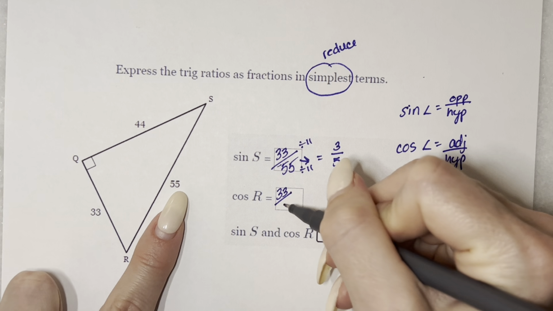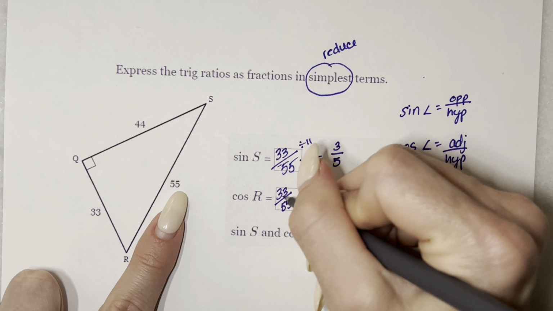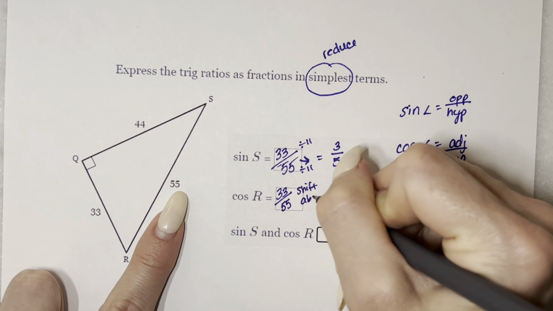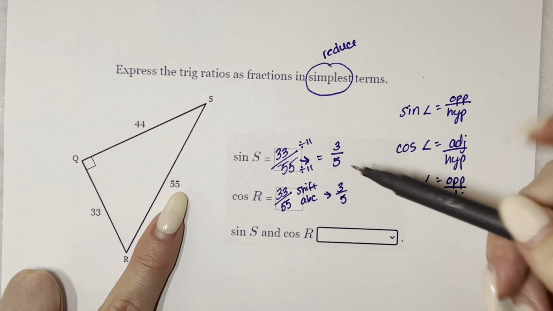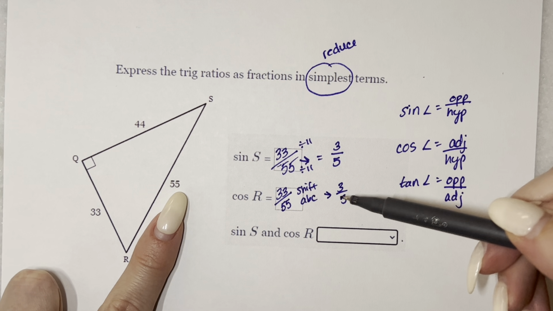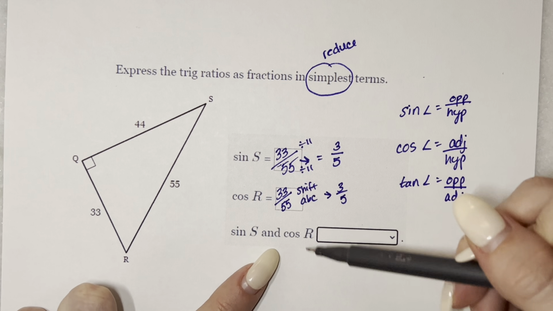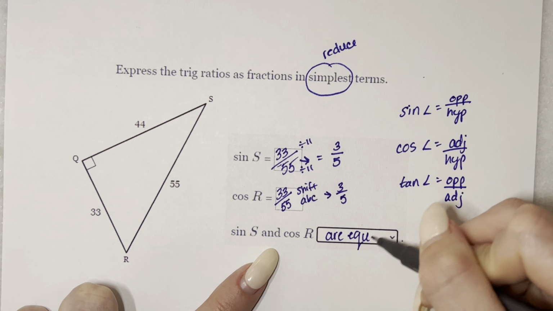And the hypotenuse doesn't change, that's still 55. And then we're going to hit shift ABC, and it's going to show you that that's actually 3 over 5. So you can see 3 over 5 and 3 over 5 are the same. So the sine of S and the cosine of R are equal.